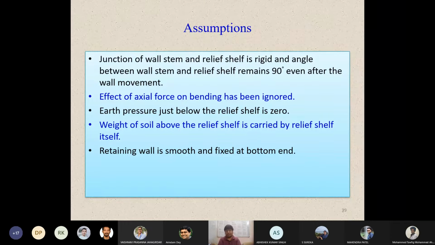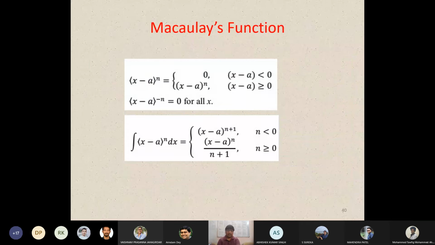So these are very simple assumptions we have considered: that during the movement of this wall, the junction of wall stem and relief shelf will remain 90 degrees throughout all the movement, and the effect of the axial force on the bending has been ignored. Why, if axial force has been introduced over there, I'll be discussing this part. And what we have assumed, from earlier theories regarding the earth pressure distribution, is that the same earth pressure distribution is working along the wall with relief shelf, and using that we have introduced some analytical formulation.